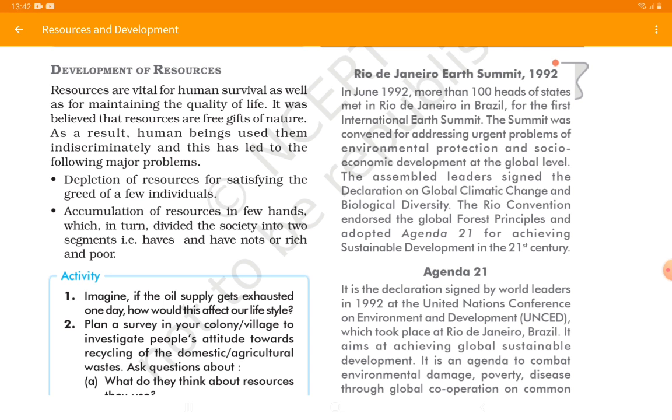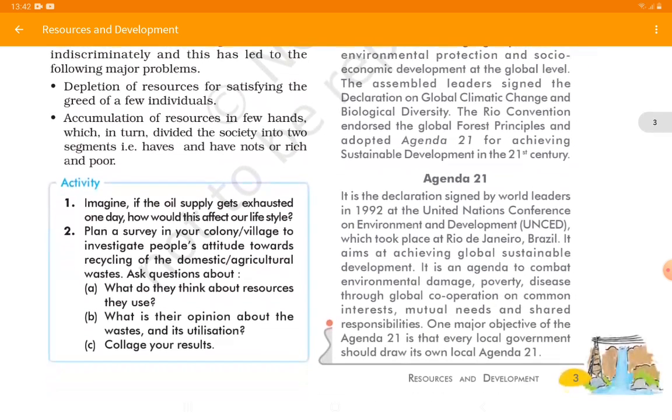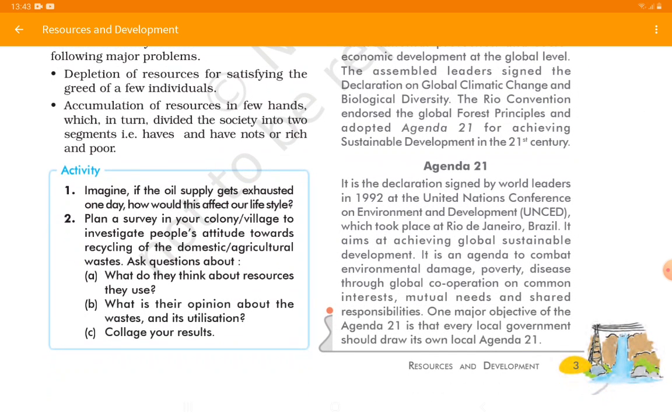What is Agenda 21? It is a declaration signed by world leaders in 1992 at the United Nations Conference on Environment and Development, that is UNCED, which took place at Rio de Janeiro, Brazil. It aims at achieving global sustainable development. Now, what was the main aim of Agenda 21? To attain a global sustainable development.